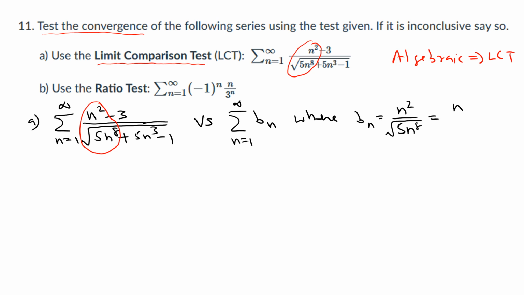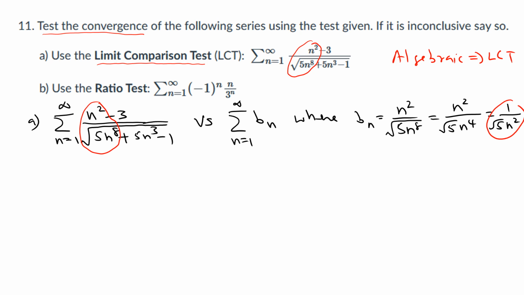So if you simplify this one, this is n squared, this is square root 5 n to the fourth. That means n squared and n squared get cancelled. So you're going to get 1 over square root 5 n squared. So that is the series we're going to compare, the series with that term. So that's the nth term of this new series.